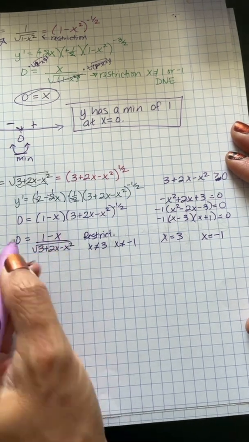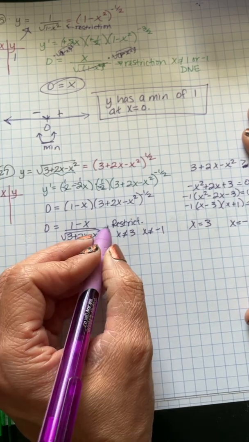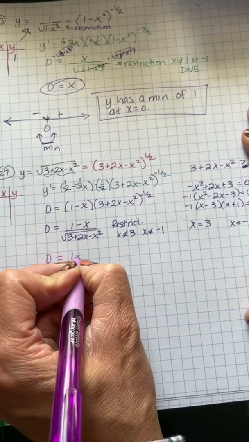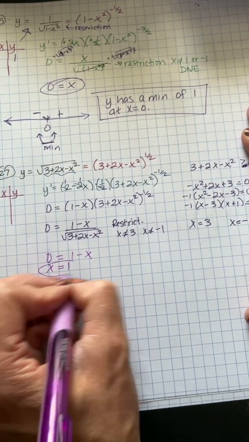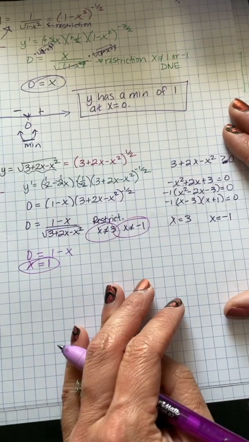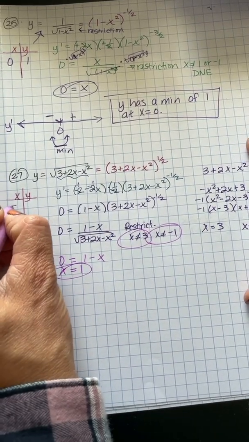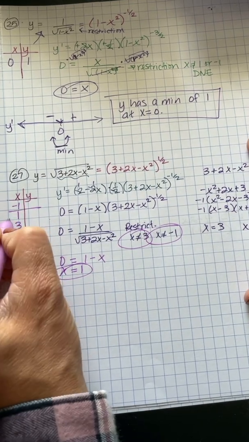Instead of writing it out, if we multiply the square root of 3 plus 2x minus x squared to both sides, it would cancel out, and we would get 0 equals 1 minus x. Add the x to the other side, and x equals 1. So we have 3 critical values that we could try. Listing them in order from smallest to biggest, we have negative 1, 1, and 3 to try out.